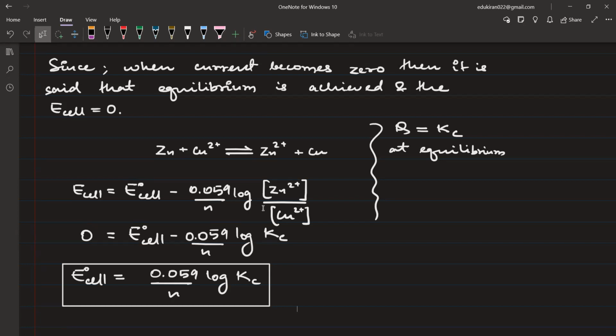Please remember, E cell is equal to 0 EMF, not E naught. Okay. Equilibrium constant Kc is related to what? E naught of cell. Standard condition E naught. Because at equilibrium, the EMF of the cell becomes 0. Because the cell is not working at that time, right? Because at equilibrium, nothing happens actually.